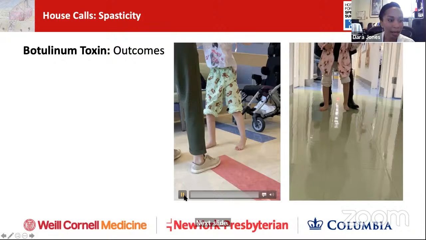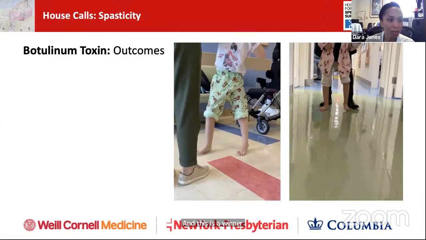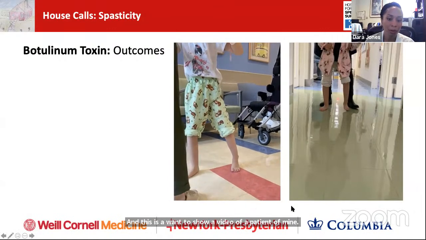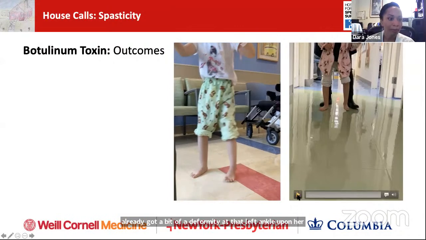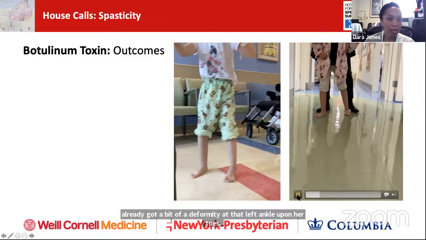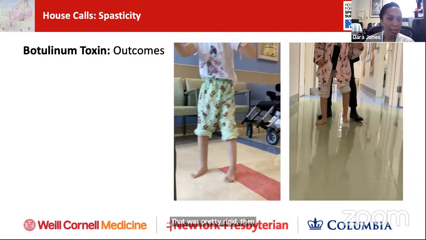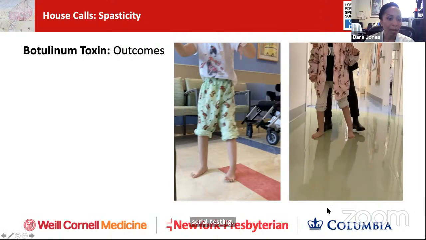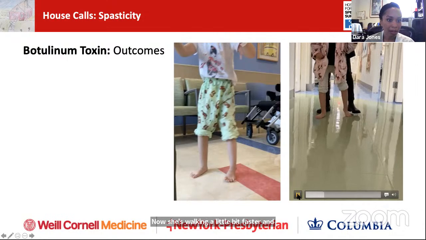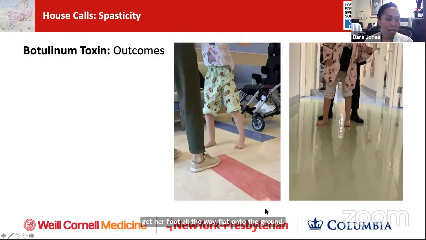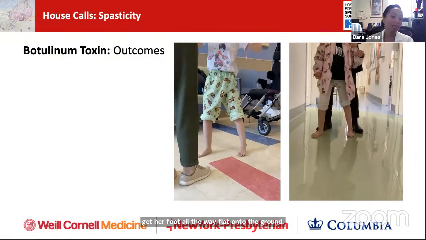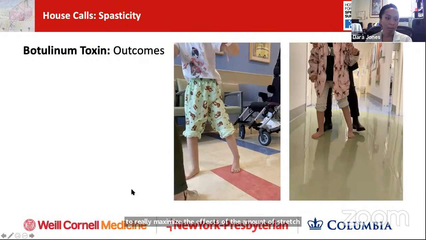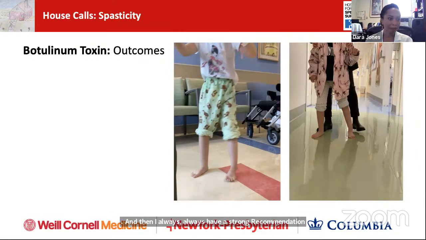And I'm going to show a video of a patient of mine. This is her walking before Botox. As you can see, she's already got a bit of a deformity at that left ankle, up on her toes. That was pretty rigid. And then here, this is about 4 weeks after Botox and serial casting. Now she's walking a little bit faster and is able to get her foot all the way flat onto the ground. Often Botox is used in conjunction with serial casting to really maximize the effects and the amount of stretch. And then I always have a strong recommendation for following it up with physical therapy. Next slide.